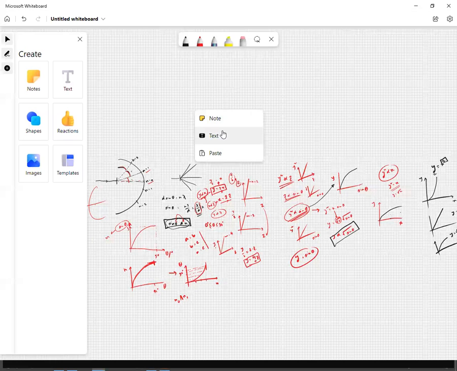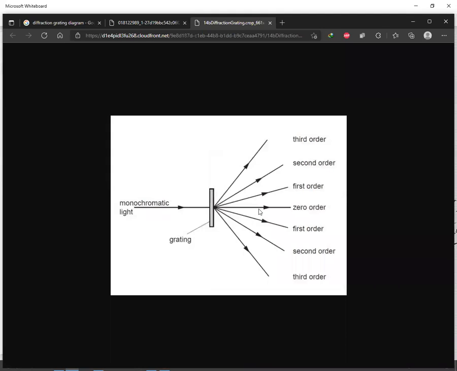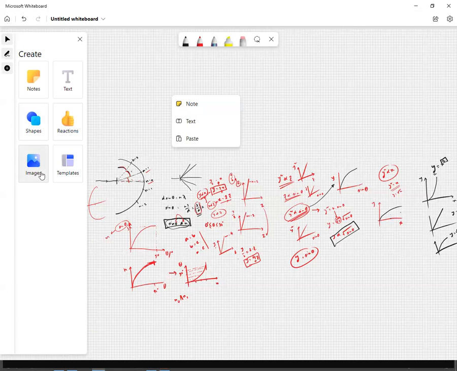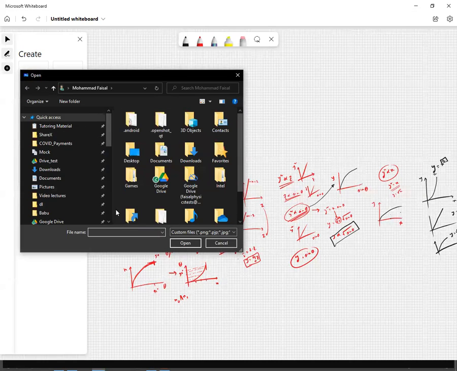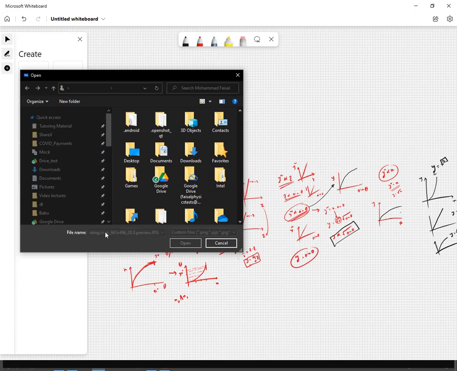Copy image, paste. It doesn't work that way. Okay, if it doesn't work, I'm going to make it work. File name, pull it up from the internet.